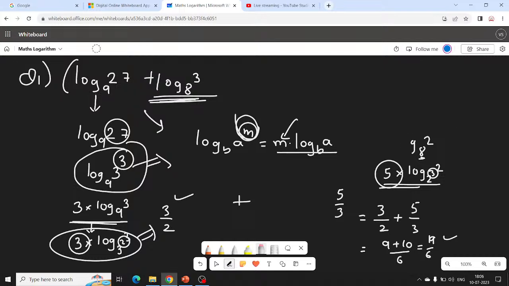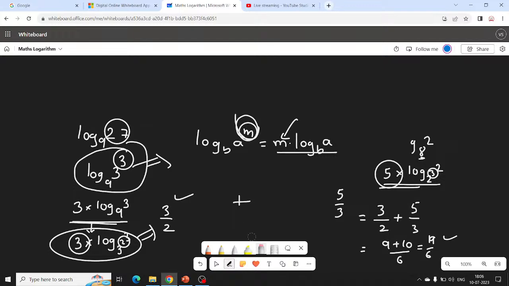Okay, take down the next question. Same type. Question number 2. Log 9 to base 3 plus log 25 to base 5 plus log 8 to base 2. Those who are finished can raise your hand.